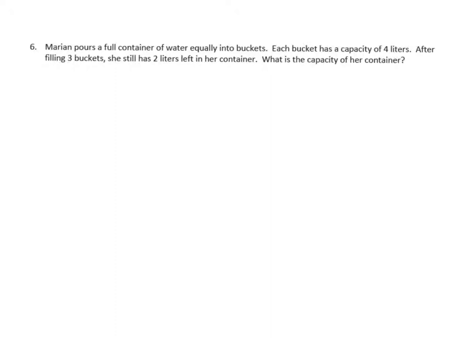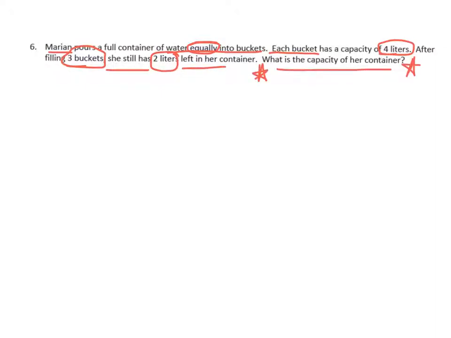Let's take a look at number 6. It says, Marion pours a full container of water equally into buckets. So there's that keyword equally again. Each bucket has a capacity of 4 liters. After filling 3 buckets, she still has 2 liters left in her container. What is the capacity of her container?